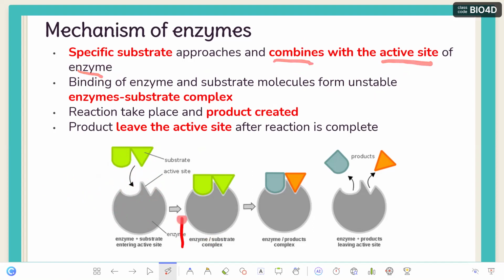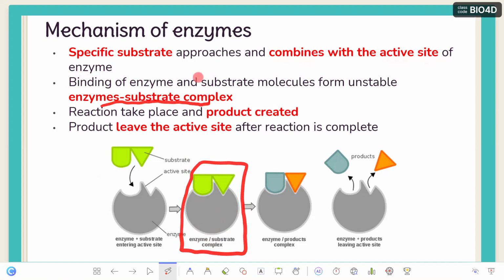Then they will form this complex. They become like this. This is called, again, another key term that you need to understand. This topic, the terms are always the same. But if you leave out a certain term, you might not get marks. You need to make sure you have those terms.